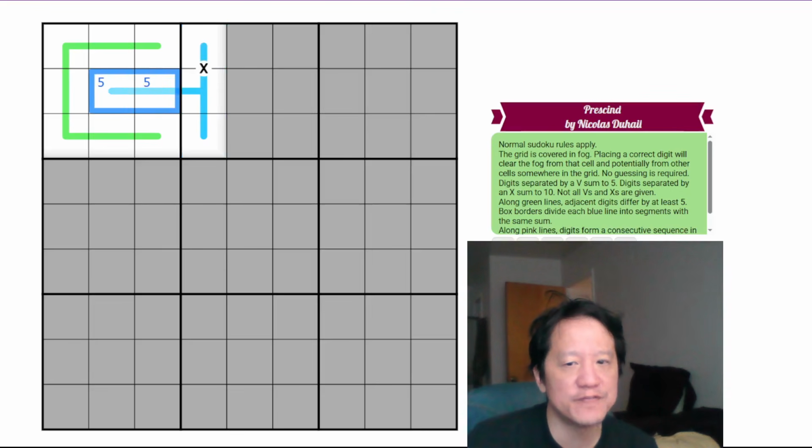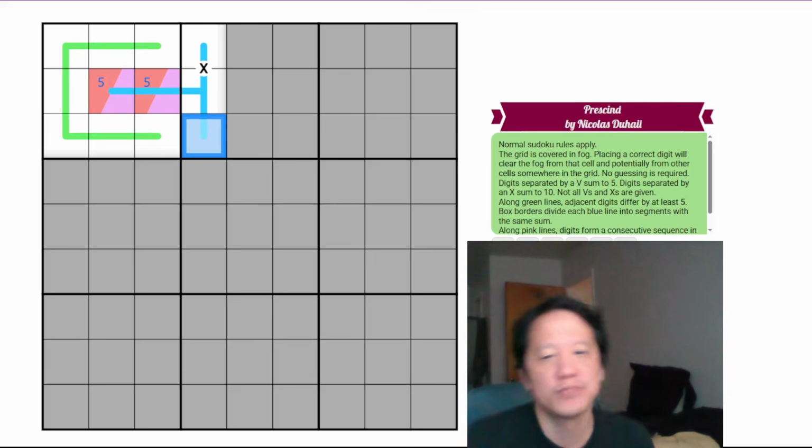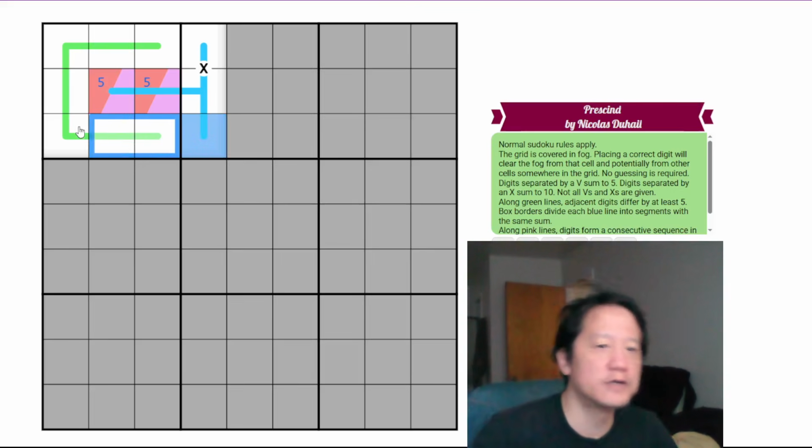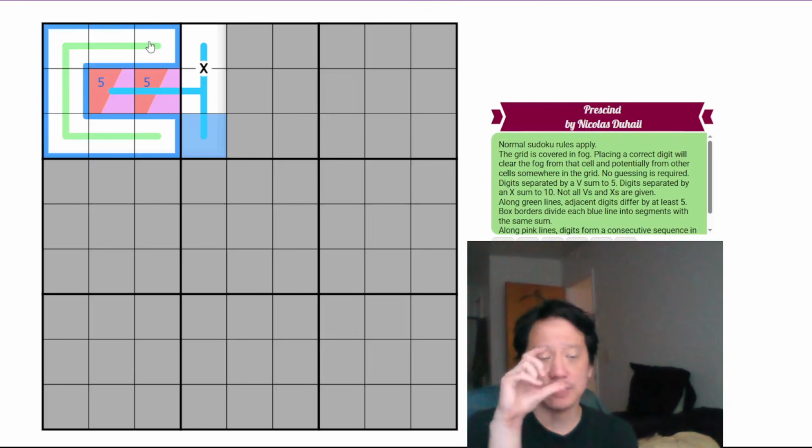So this must be 5 and a high digit here to add up to 10. So 5 through 9 add up to 14 at most. So this would be 10 and 4 at most. So this is 1 through 4 here. Well, on a Whisper 5 line, you'll always alternate between low digits and high digits, and the low digits being 1 through 4, the high digits being 6 through 9.